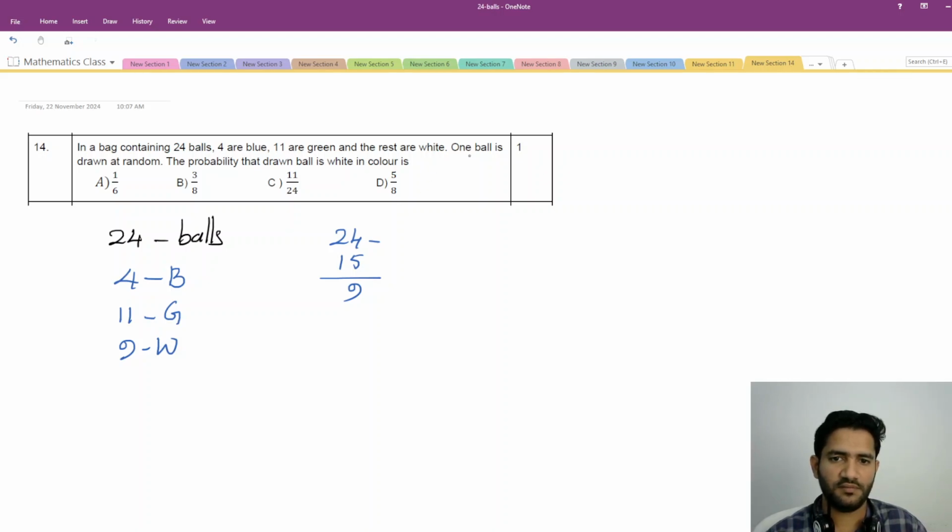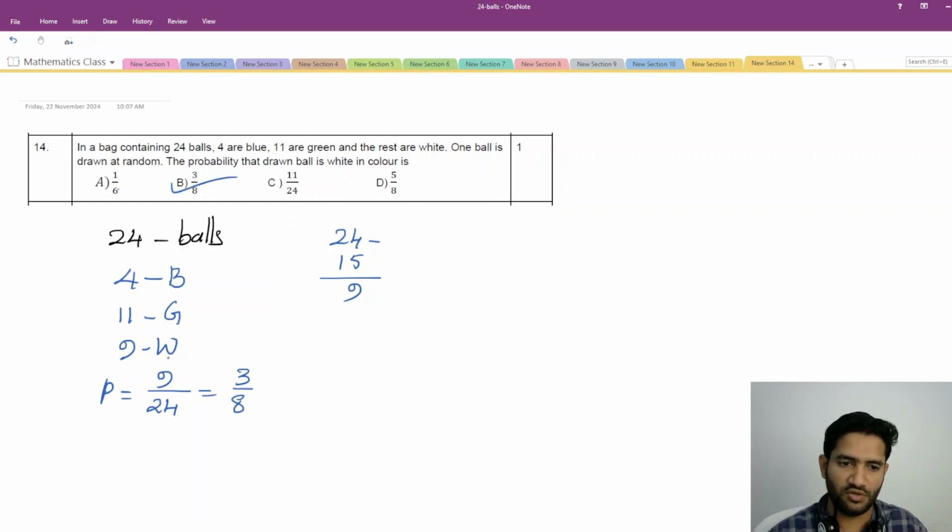Then what is the question here? One ball is drawn at random, and we need the probability that the drawn ball is white. White balls are 9, so 9 by 24. Looking at the options, there is no 9 by 24, so we can simplify. It will be 3 by 8. Again, looking at the options, yes, 3 by 8 is there, the second one. So we can conclude with 3 by 8.